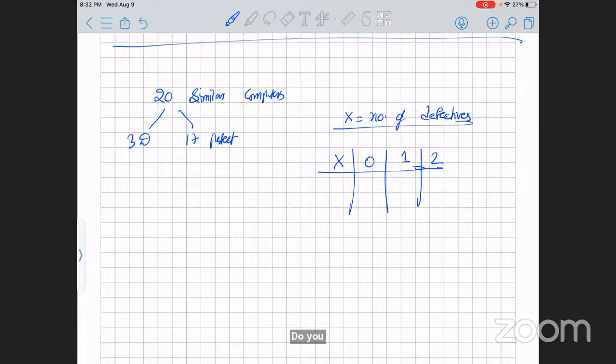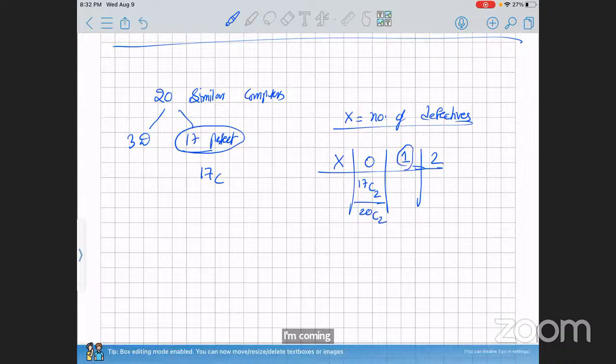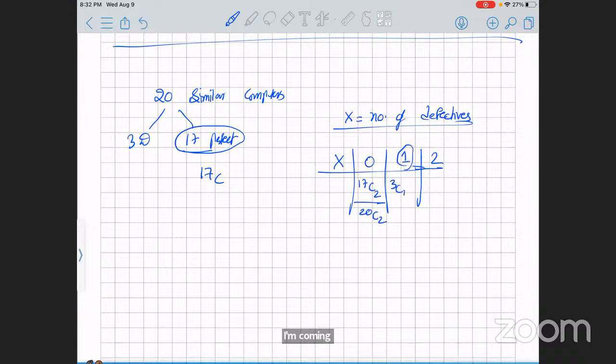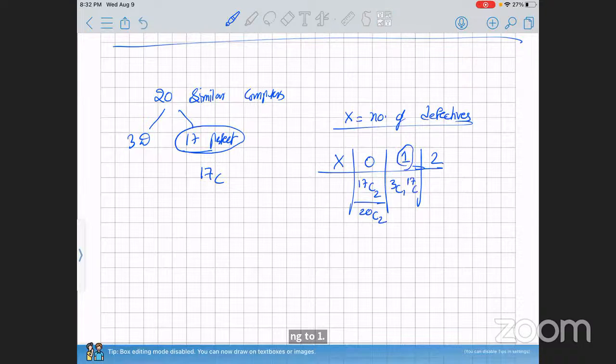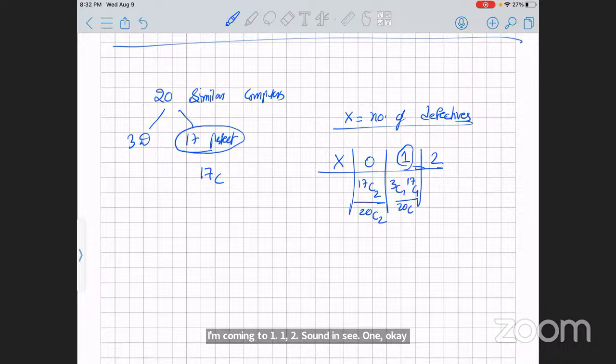For 0 defective, the school must select from these 17 perfect computers: 17C2 divided by 20C2. Coming to one defective computer: 3C1 into 17C1 divided by 20C2. 2 defective computers: 3C2 divided by 20C2. Fine, you will get the answer.